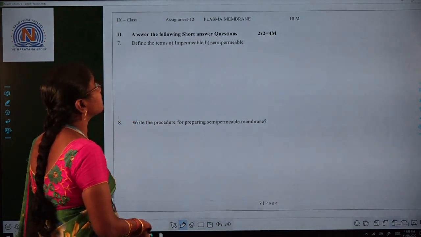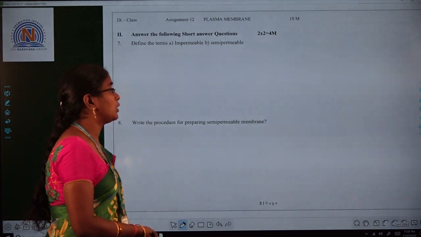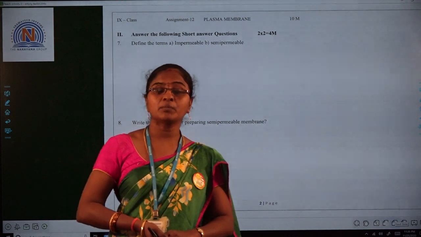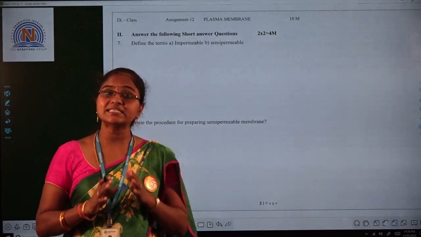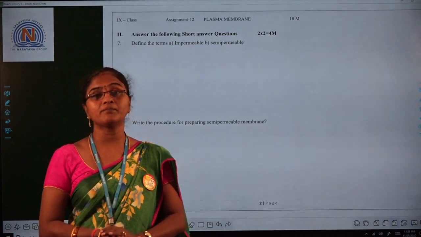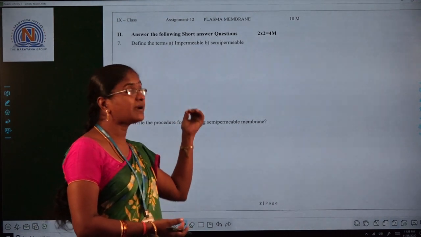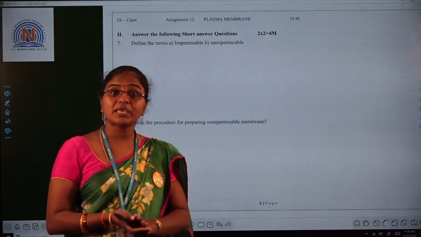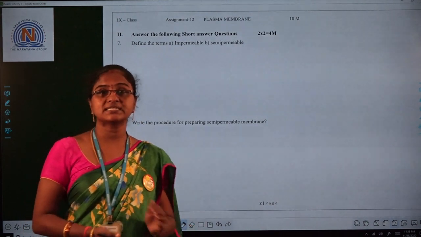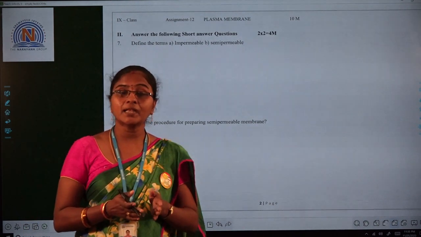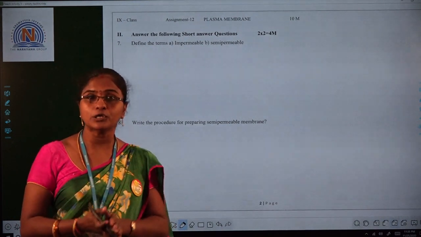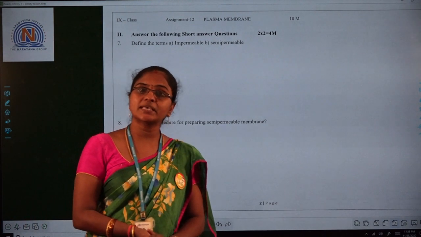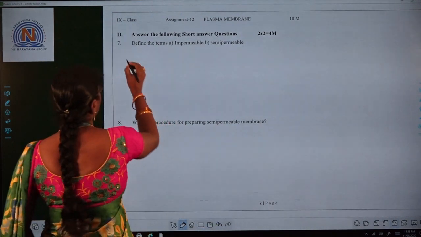Define the terms impermeable and semi-permeable. Impermeable means the membrane which does not allow any substances to pass through them. They are called impermeable membranes. And semi-permeable membrane, we already discussed in the bits: the membrane which allows the solvents but stops the entry of solutes is called a semi-permeable membrane. Okay.